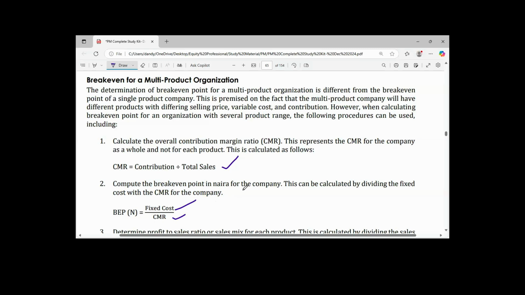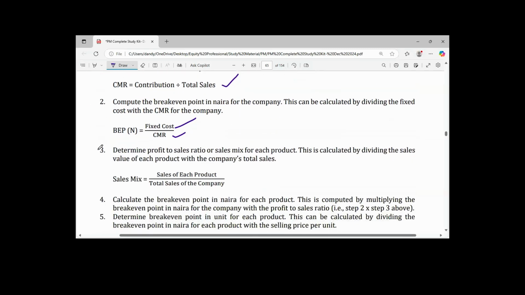Then step 3, you calculate sales mix. Sales mix represents the sales value of each product divided by the company's total sales value. Okay, let's say for example you have product A, product B, then you also have product C, and you are given sales value for product A to be 100, sales value of product B to be 150, sales value of product C to be 250 for simplicity. So the total sales value will then be 500.